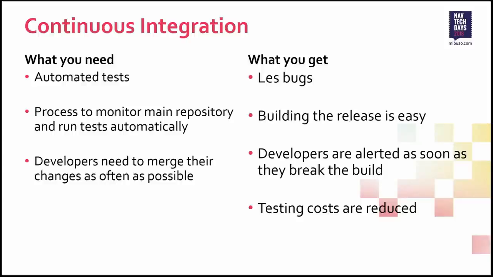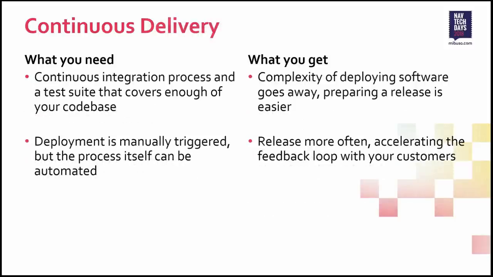And not after it enters the main branch, and then test, hey, is that main branch now okay? It should be done before. So a kind of a pre-test before you update main branches. Continuous delivery, on top of that, is what you need to have is, of course, first of all, an integration process and a test suite that covers enough of your code base. That is an important thing.